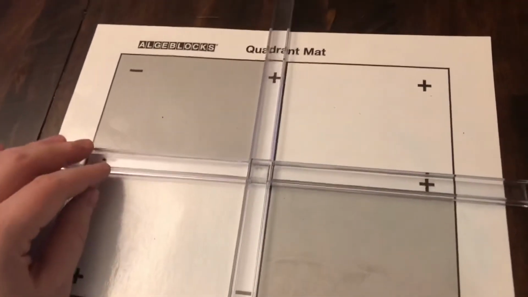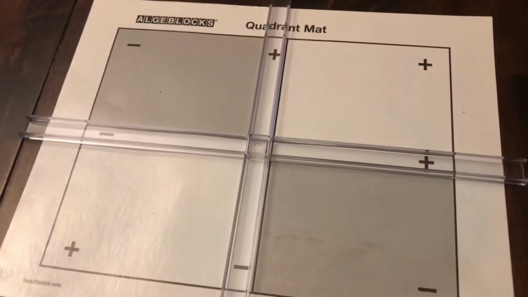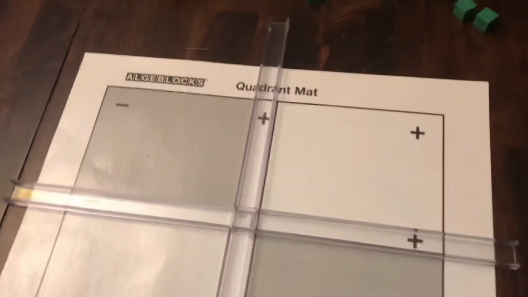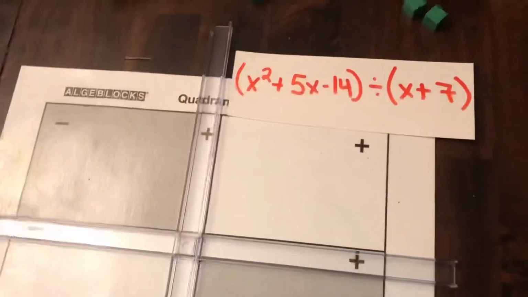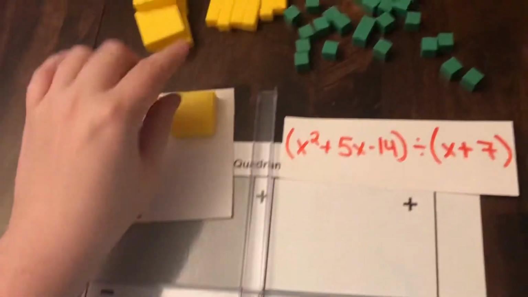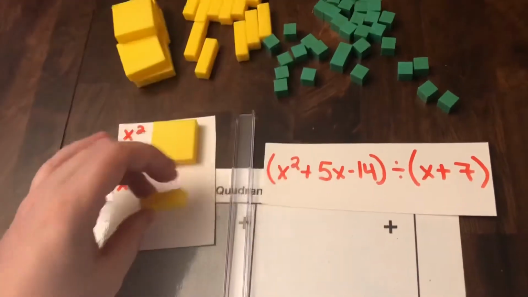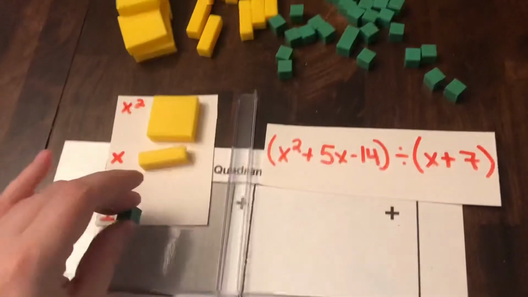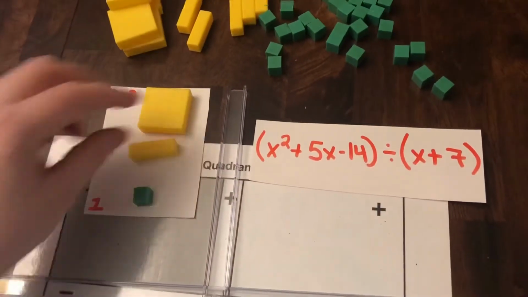Okay, so we are still using our quadrant mat, and we are going to look at division. So this is going to be our problem. And again, our key, this will be x squared. This will represent x, and this will represent 1.